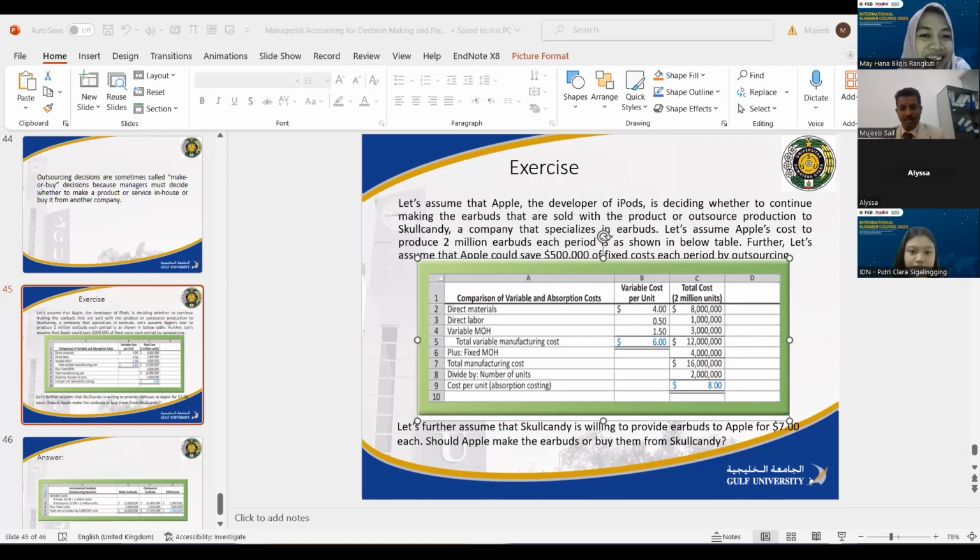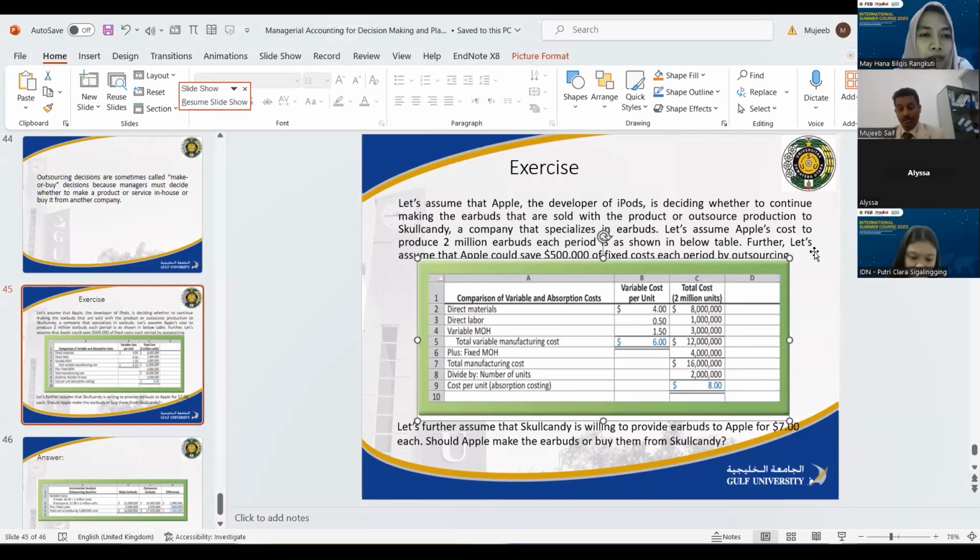Yes, actually, it is a very good question. The benefit of managerial accounting is also observed, because as you know, managers are working on behalf of shareholders.